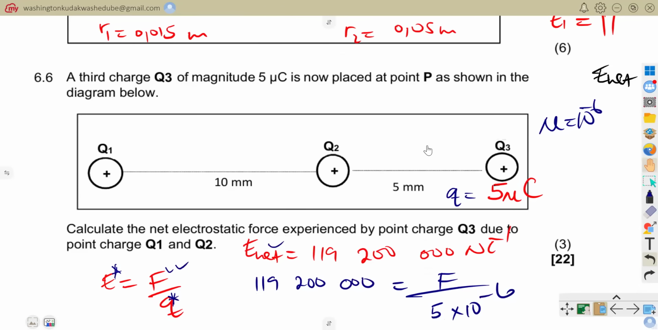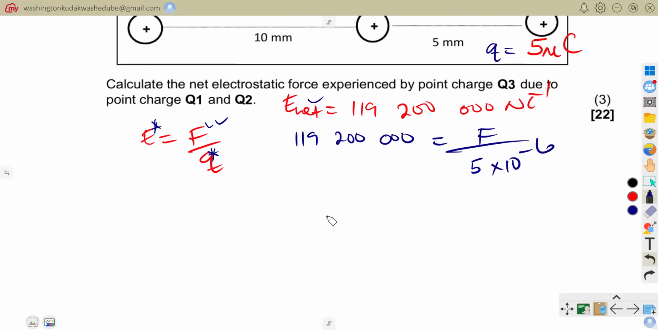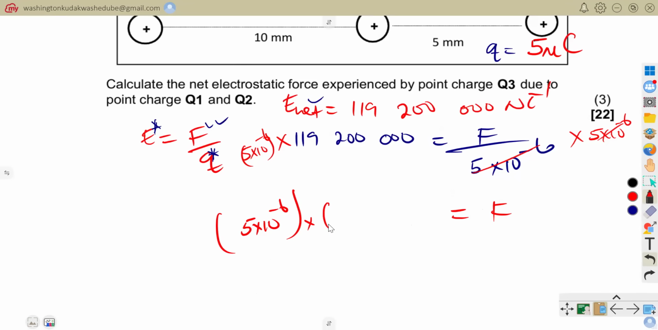Now I'm just making my F the subject of the formula there. So I would come and cross multiply by 5 times 10 to the power negative 6. So this one will cancel out with that one. And then I'll be left with F equal to 5 times 10 to the power negative 6 multiplied by 119,200,000. And then I should be getting a value of positive 596 Newton, which is the net electrostatic force.